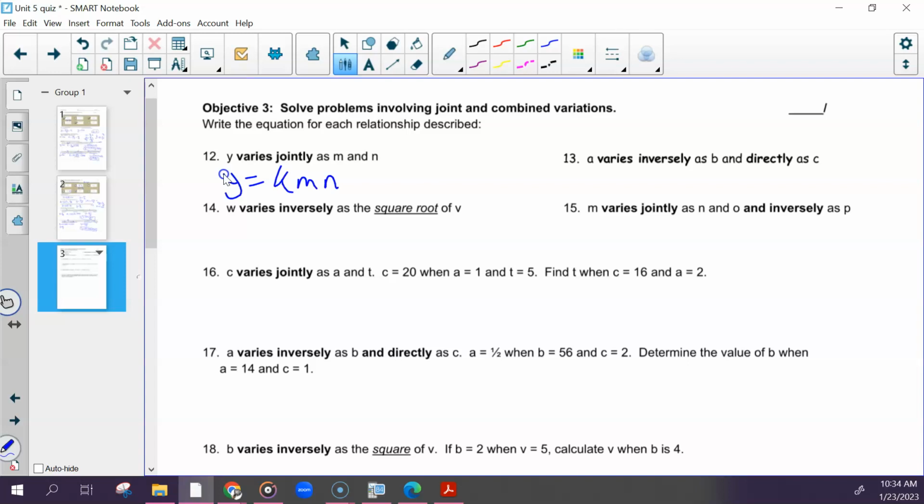13, a varies inversely as b. So a equals k over b, and directly as c. c can either be next to it or in the numerator. If you put c in the denominator, that was incorrect. So that one was worth 2 points. Did you do the inversely correctly and the directly correctly?